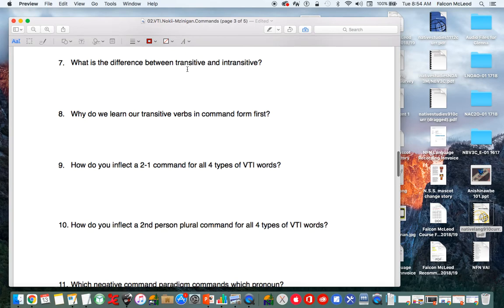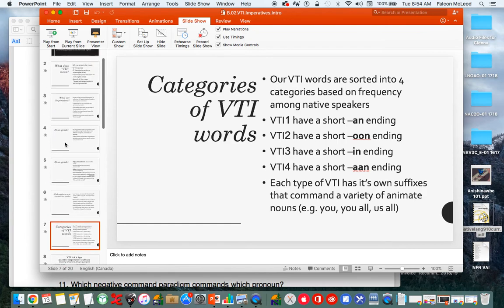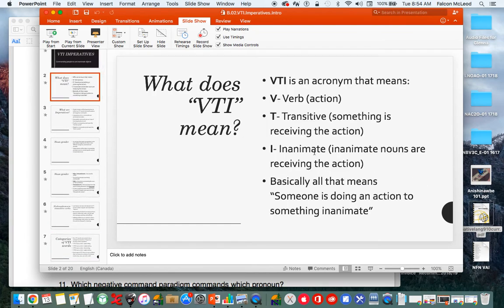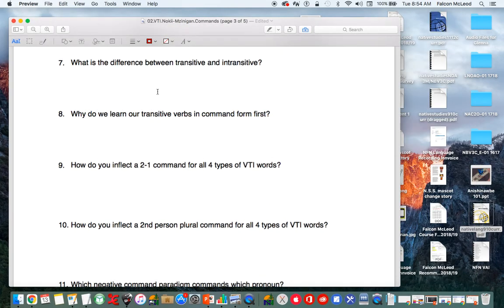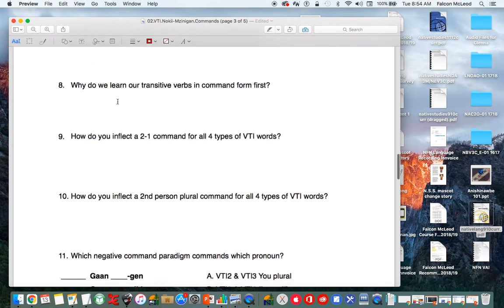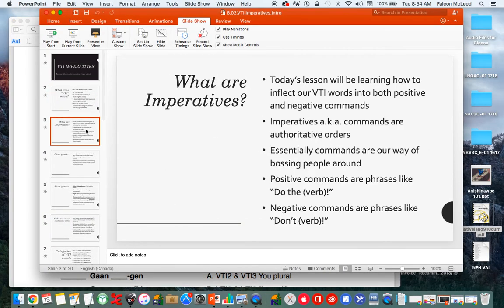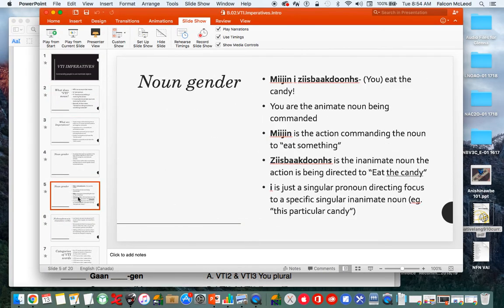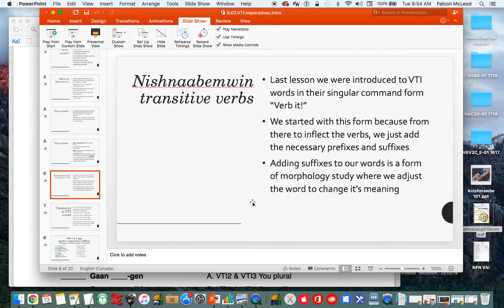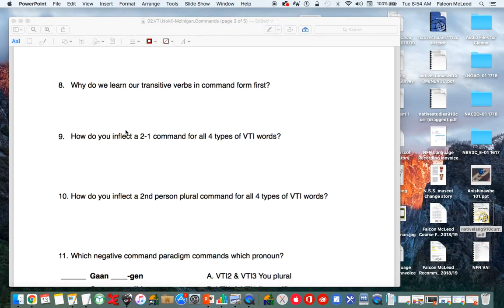So what's the difference between a transitive and intransitive? So transitive means something is receiving the action, and intransitive is the opposite. So nothing is receiving the action. So you can put that in here. Why do we learn our transitive verbs in the command form first? I think we went over that. All right, right there, the middle point. It's just basically the smallest version of the word before we get into root words.